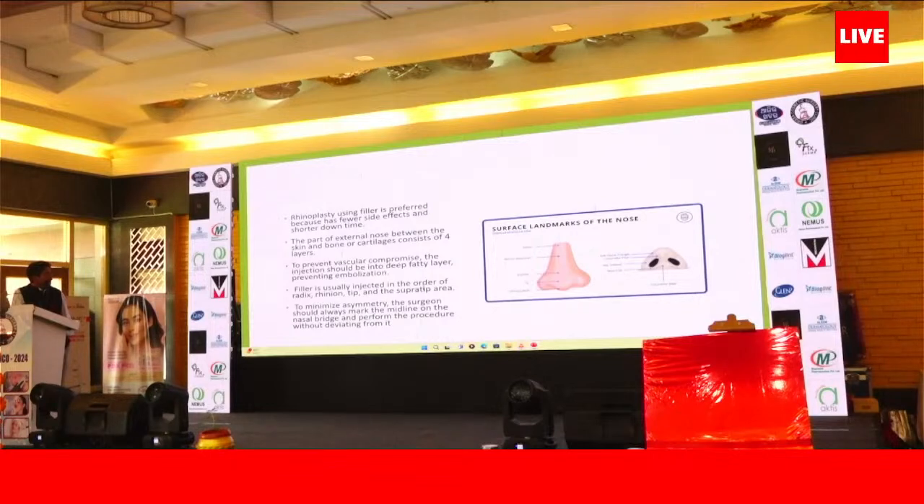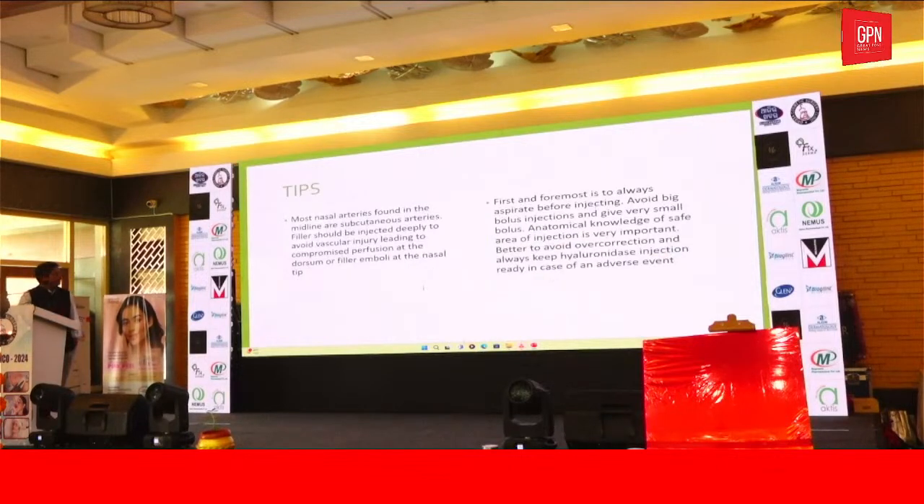Filler is usually injected in the order of radix, rhinion, deep and supratip area. First start with the radix, then the rhinion, then the deep area, then the supratip area. That is the keystone area. To minimize asymmetry, the surgeon should always mark the midline on the nasal bridge and perform the procedure without deviating from it. Since most nasal arteries are found in the midline or are subcutaneous arteries, filler should be injected deep to avoid vascular injury, compromise, rupture and severe embolization of the nasal bridge.